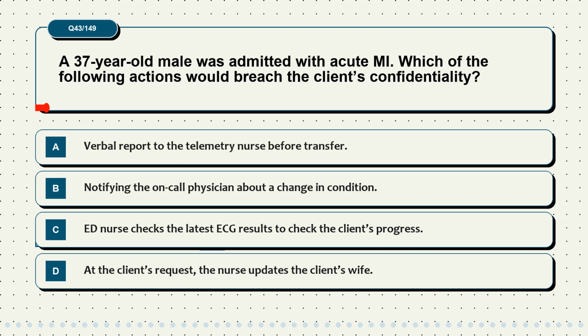Question 43. A 37-year-old male was admitted with acute MI. Which of the following actions would breach the client's confidentiality? Here are the options. Option A. Verbal report to the telemetry nurse before transfer. Option B. Notifying the on-call physician about a change in condition. Option C. ED nurse checks the latest ECG results to check the client's progress. Option D. At the client's request, the nurse updates the client's wife.